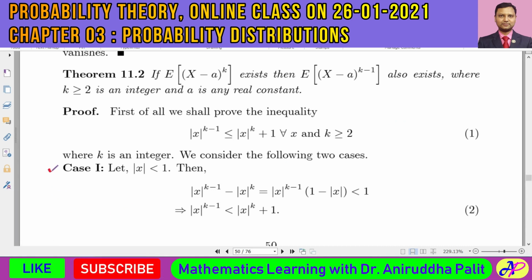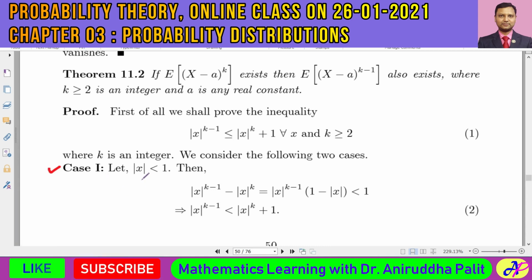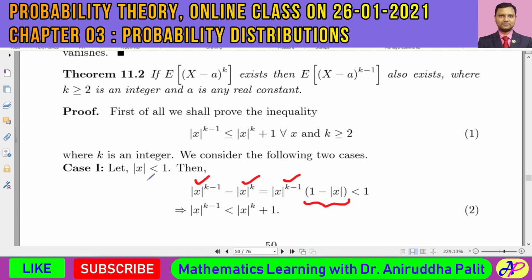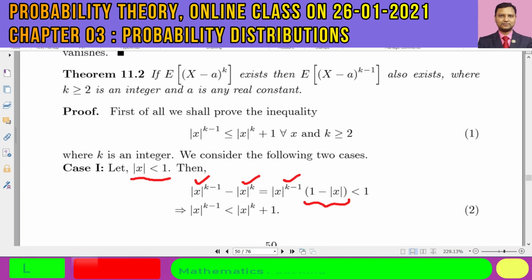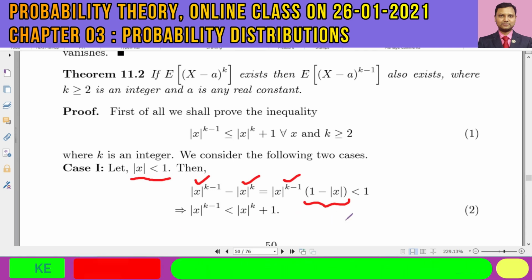So we are going to prove this result first. We study this in the following two cases. Case number 1: we suppose that modulus of x is less than 1. If modulus of x is less than 1, then consider the expression modulus of x to the power of k minus 1 minus modulus of x to the power of k. In this expression we can take modulus of x to the power of k minus 1 common. Within the bracket we have 1 minus modulus of x, and 1 minus modulus of x is actually a quantity which is smaller than 1.